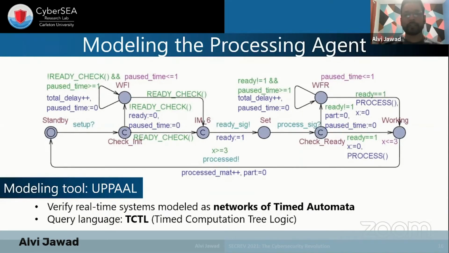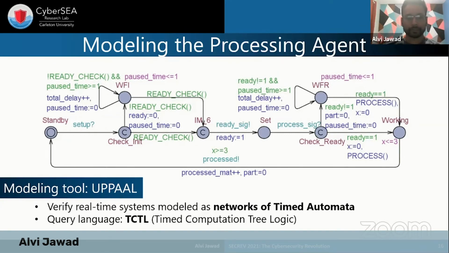So without going too much into the modeling details, what you see here is the timed automata model of the processing agent. We do this for every single agent in the system. And we're using the modeling tool called UPPAAL to do that. UPPAAL is the toolbox that can verify real-time systems that are modeled as networks of timed automata. So once we have these individual models of the agents, you can execute all of them together to create a network of timed automata. And that's really the goal at this modeling phase.